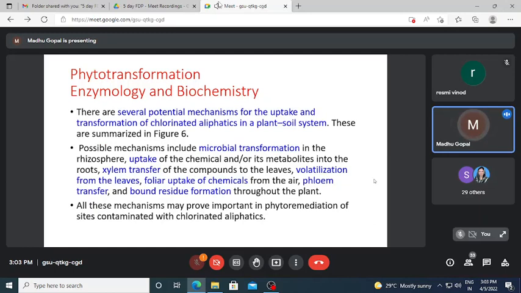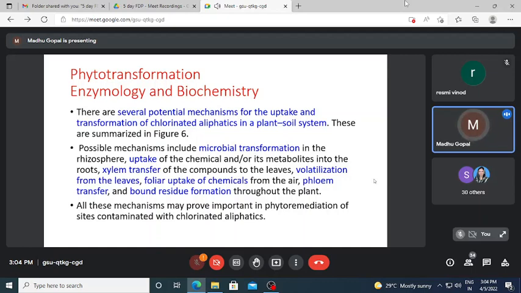And there are several potential mechanisms for the uptake and transformation of chlorinated aliphatics in a plant soil system. Possible mechanisms include microbial transformation. Even microbes can act on it. In the root systems, in the rhizosphere, these compounds will be transformed into substances which are friendly to the microbes. Then uptake of the chemical or its metabolites into the root, xylem transfer of the compound to the leaves, and it will move up to the leaves. Then volatilization from the leaves, foliar uptake of chemicals from air, phloem transfer, and bound residue formation. These are all possible mechanisms.